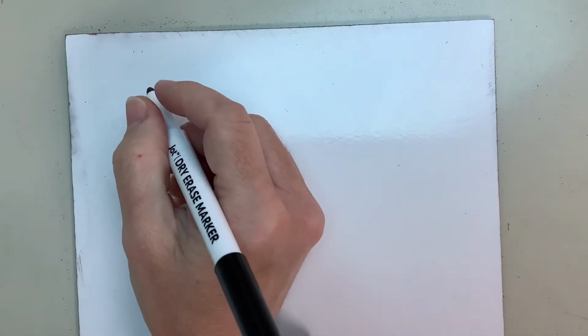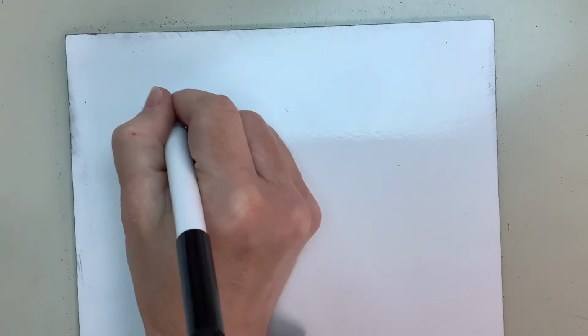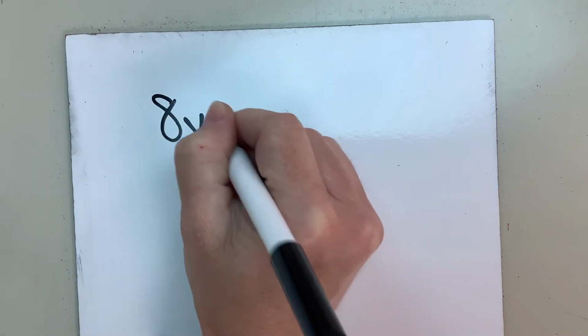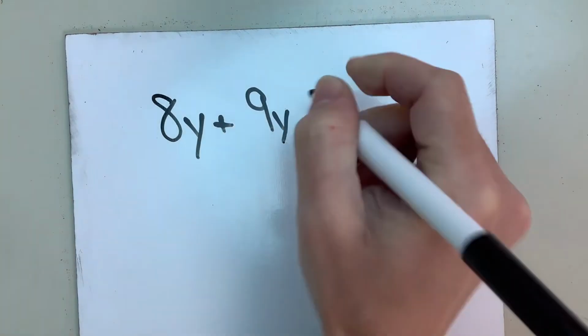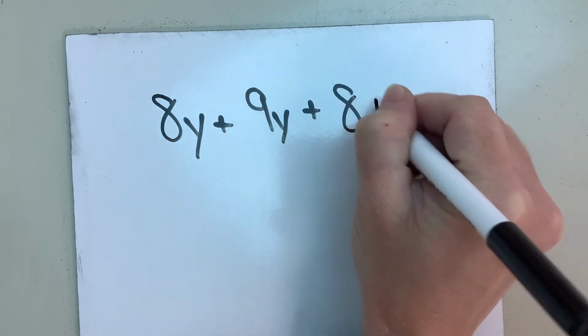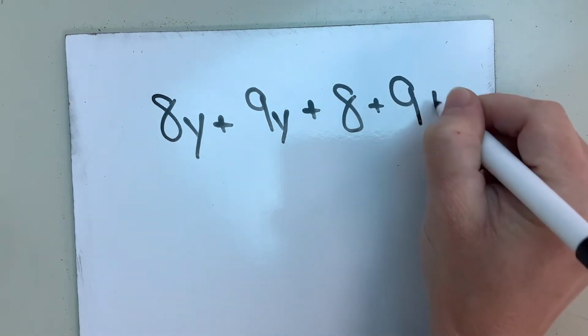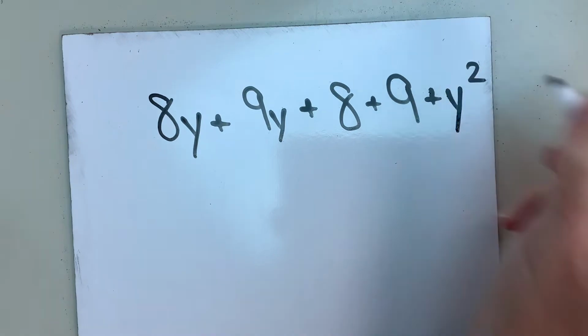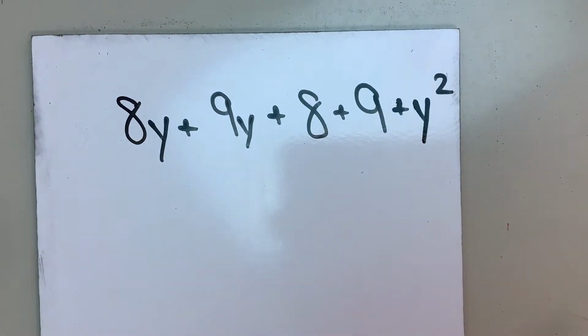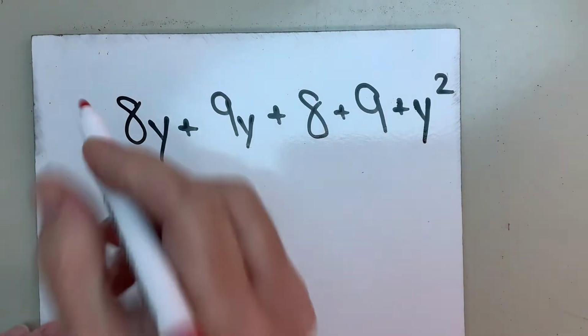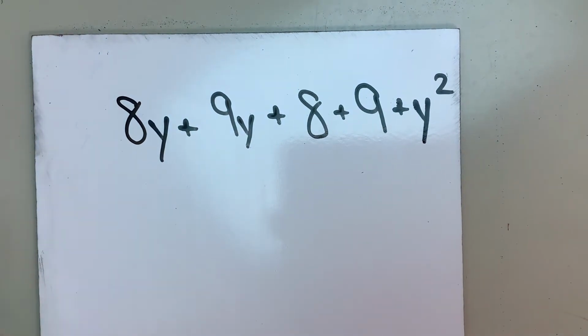And the last thing that is covered on the test, or in this unit, is something like this. 8y plus 9y plus 8 plus 9 plus y squared. Okay, so what I showed the kids is you want anything that is similar we're going to put together, whether you use colors to put it together, whether you use boxes, circles, triangles, whatever.